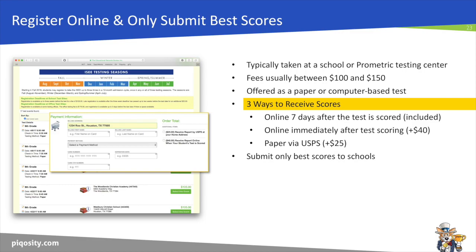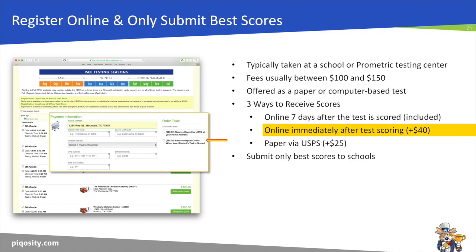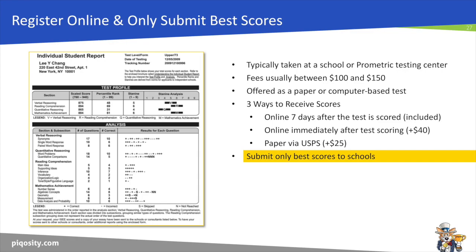Parents have 3 options by which to receive their child's scores. They can receive the scores online at ERB's website 7 days after the test is scored for no additional charge. An expedited service costs extra, which usually results in scores being available online within a few business days of the student's test date. Or parents can pay an additional fee to receive those scores via US mail. Parents should review their child's scores before submitting them to schools via the ERB's website. Schools will only see the results that parents submit, and schools generally only want applicants to submit one set of scores.